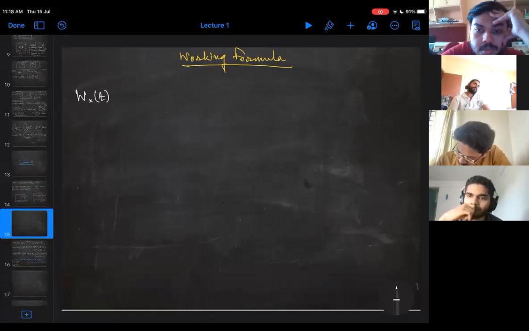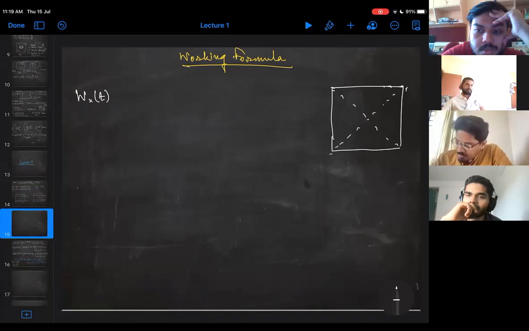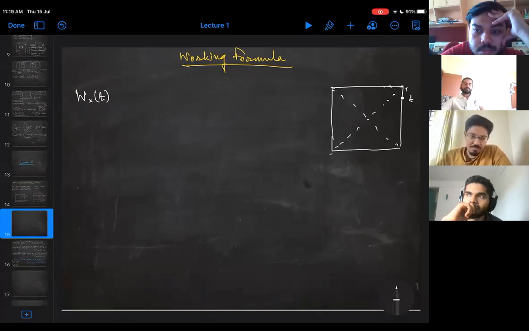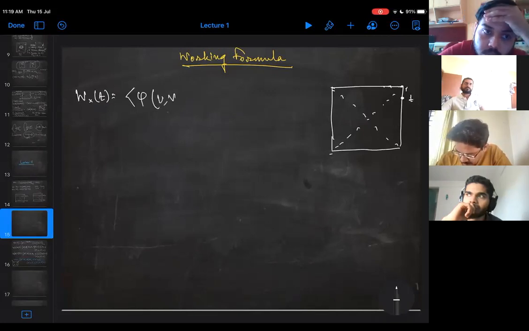So what do you do? On the boundary, you hit with this operator and create an excitation on the boundary at some time. Now we can realize this excitation at any point in the bulk using the bulk-to-boundary propagator. This is a bulk-to-boundary Green's function. So we can write this W(x,t) as some, we'll be using Kruskal coordinates in the bulk.